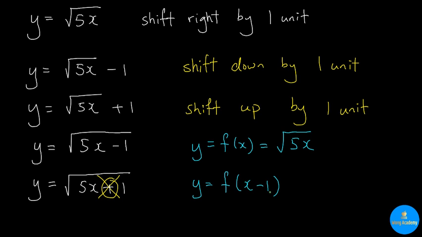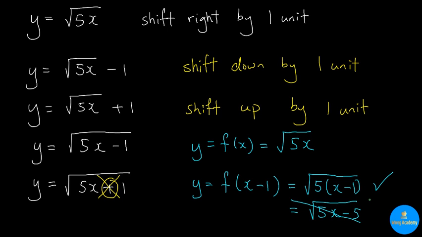F of x minus 1 means that we are substituting x minus 1 into the function, and hence what we get is square root of 5 times the number x minus 1, which will become square root of 5 times x minus 5 if you want to expand this, but we usually don't and accept this as the correct final answer. And you can see that this answer is different from this answer. And so, please make sure that you do not make the same mistakes in any of the problems that you're solving.